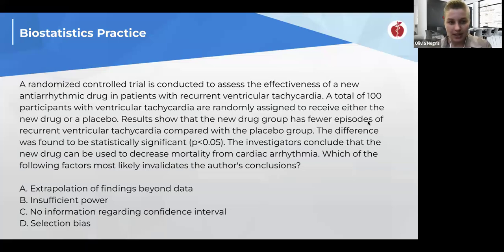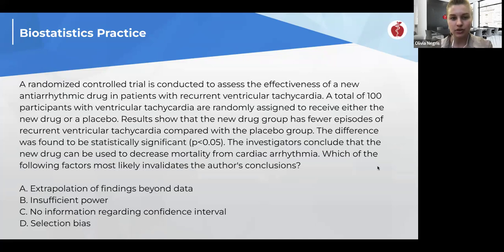So let's go on to this next question, and let's start with the question itself. Which of the following factors most likely invalidates the author's conclusion? Take a quick glance at answer options A through D, and I'm going to start reading for us.